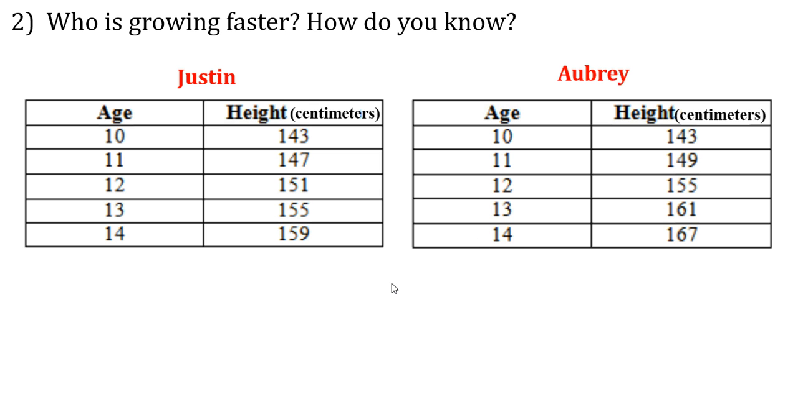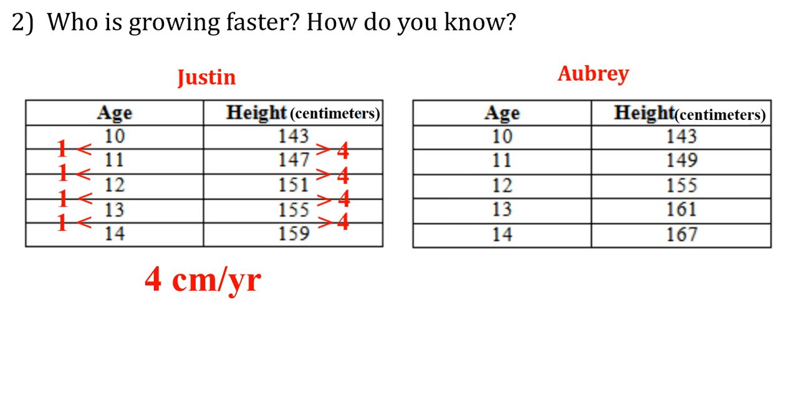The dependent variable would be the heights, and so we want to see how are those changing, and are they consistent from year to year? So let's take a look at Justin. I'm going to go year to year, and I can see that Justin's height changes by 4 centimeters every year. Because it's a constant rate of change, I can say the slope for Justin is 4 centimeters per year.